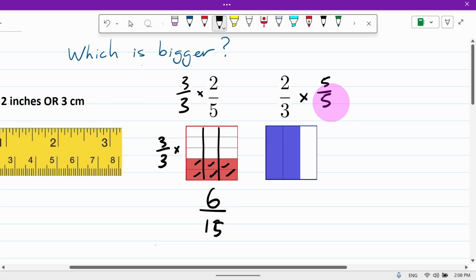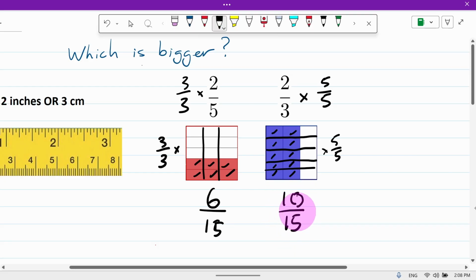Now let's do that for the other side. I'm multiplying by 5 divided by 5, which is going to cut it 4 times, which makes it 5 parts. I've got 1, 2, 3, 4, 5 parts, 6, 7, 8, 9, 10. So 10 are shaded out of the 15. Now, if we look, we get 5 times 2 is 10. 5 times 3 is 15. So now our picture and our fractions are transformed. So we can see here that 10/15 is bigger.